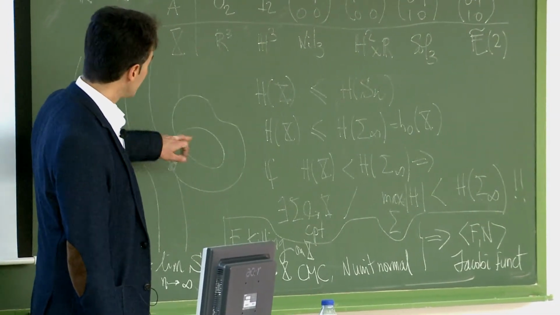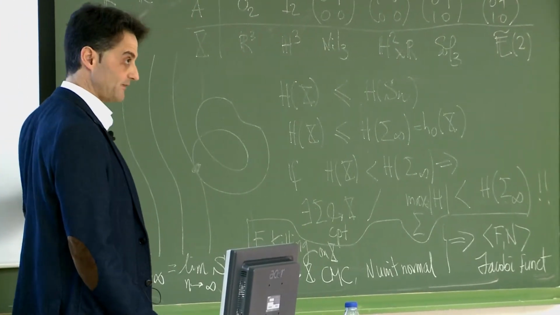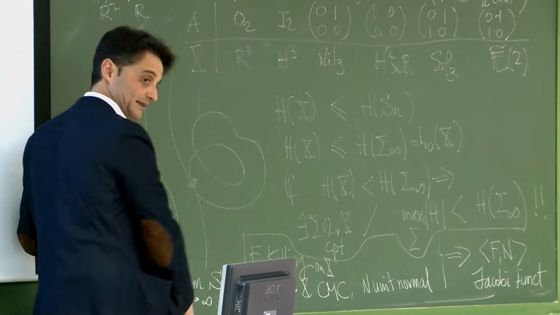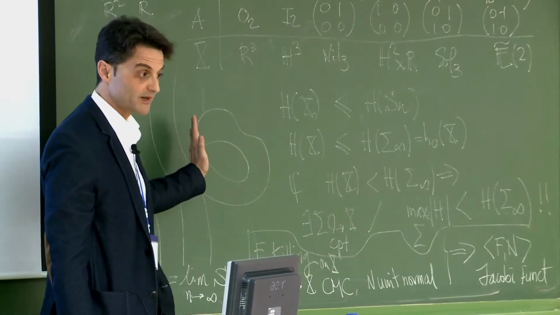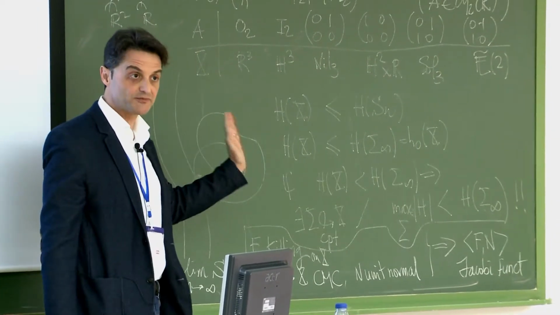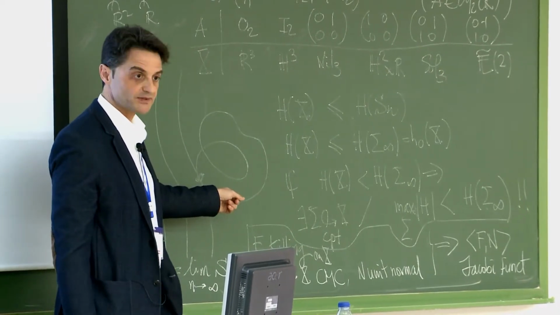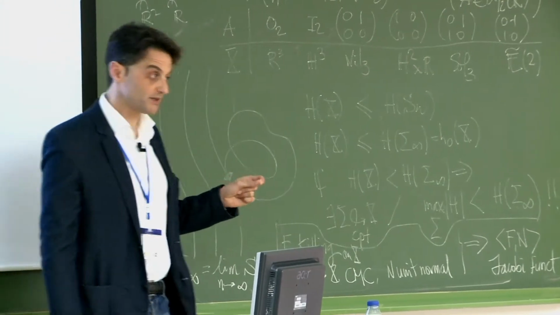And just because you have a foliation, you can think of a copy of sigma infinity as a leaf of the foliation, which is disjoint from that surface, because that is compact. And now you start approaching. And look at the first time in the foliation that the leaf intersects that compact surface. And there, at that point, you compare mean curvatures.